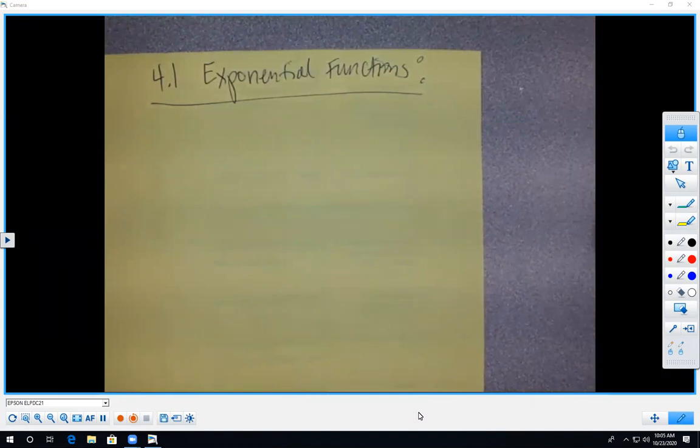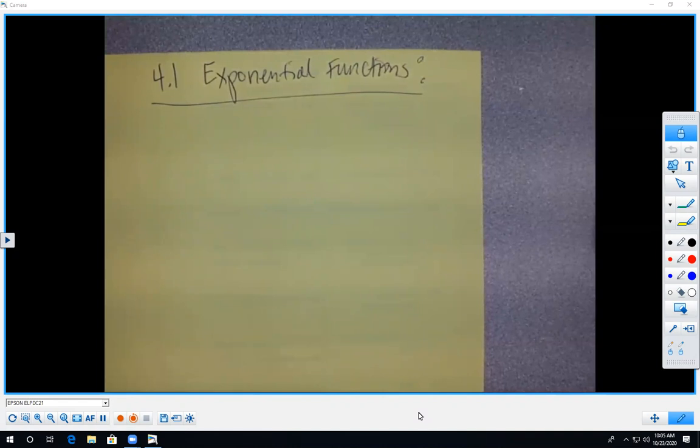Okay, so we are starting a whole new set of functions at this point. We've gone over linear functions, quadratic functions, polynomial functions, and rational functions. This section is covering exponential and logarithmic functions. And then that is all the functions that we're going to cover in this class.